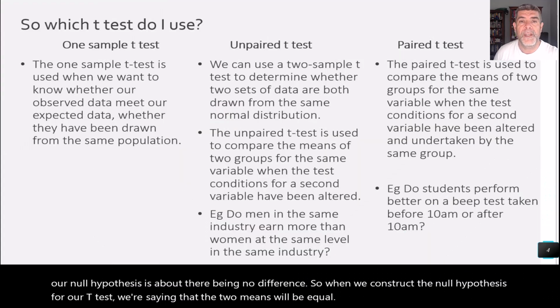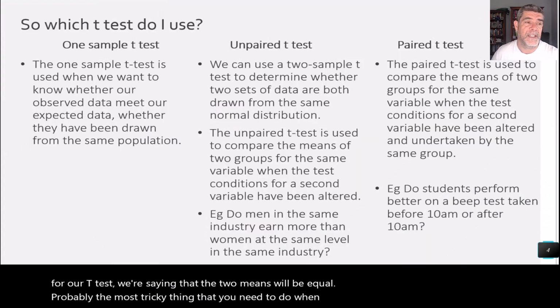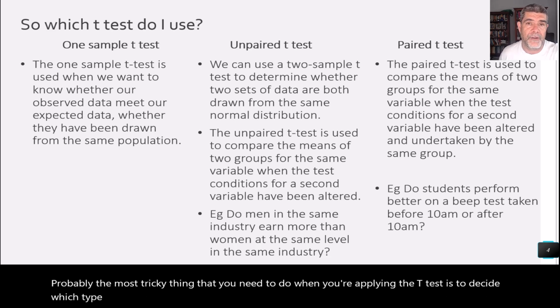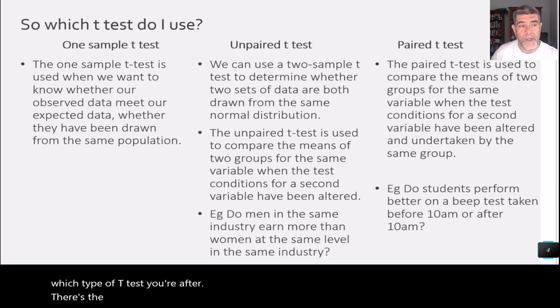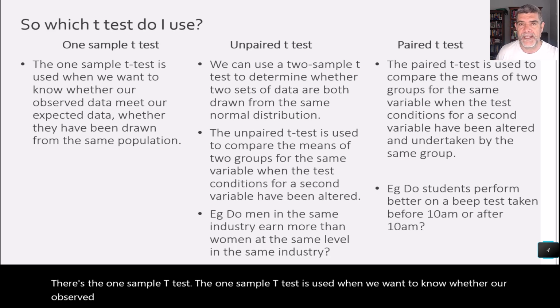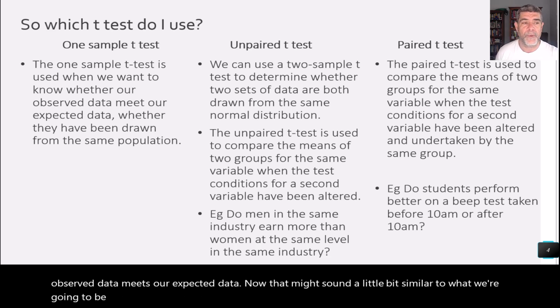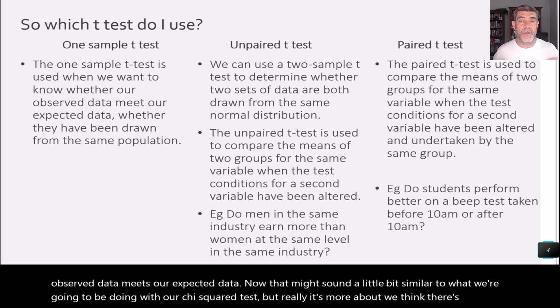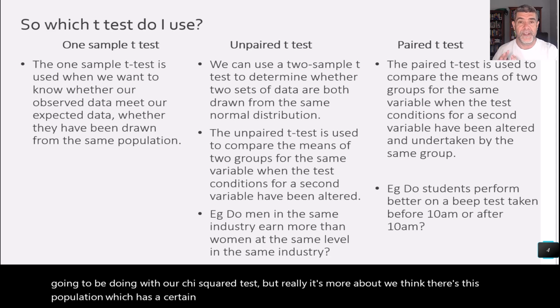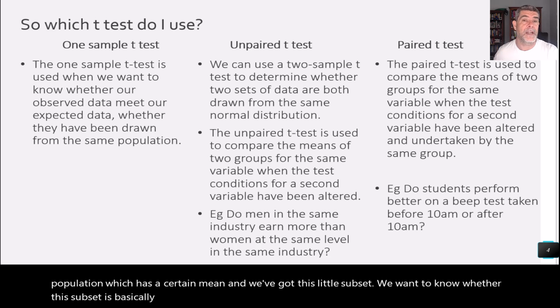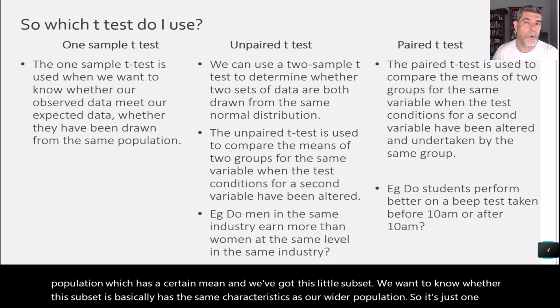Probably the most tricky thing that you need to do when you're applying the t-test is to decide which type of t-test you're after. There's the one sample t-test. The one sample t-test is used when we want to know whether our observed data meets our expected data. Now that might sound a little bit similar to what we're going to be doing with our chi-squared test, but really it's more about we think there's this population which has a certain mean, and we've got this little subset. We want to know whether this subset has the same characteristics as our wider population. So it's just one sample, and that's a one sample t-test.